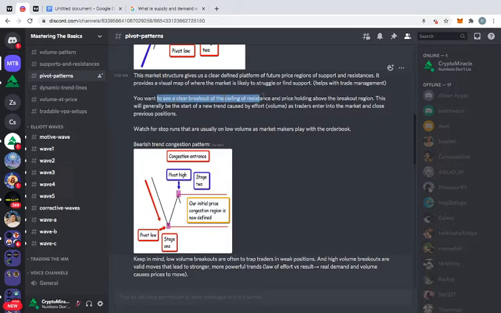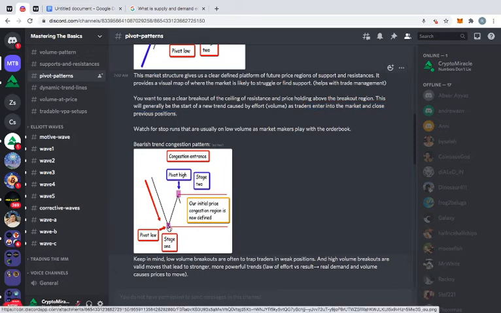So you want to see a clear breakout of the ceiling of resistance and a price holding above the breakout region. This will generally start a new trend, driven by volume, as traders enter the market and close their previous positions. So basically, when at the bottom here, shorts close their position and enter longs, that's what causes the price to go up. And I'll tell you a little secret here.